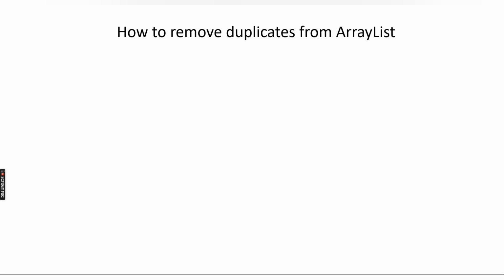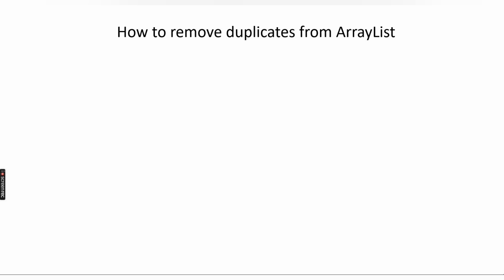In this video, we are going to learn another interview question: how to remove duplicates from ArrayList. We already know ArrayList is a class which implements the List interface. And what are the properties of the List interface? That it maintains the insertion order and it also allows duplicate elements. So we need to remove the duplicate elements from ArrayList.